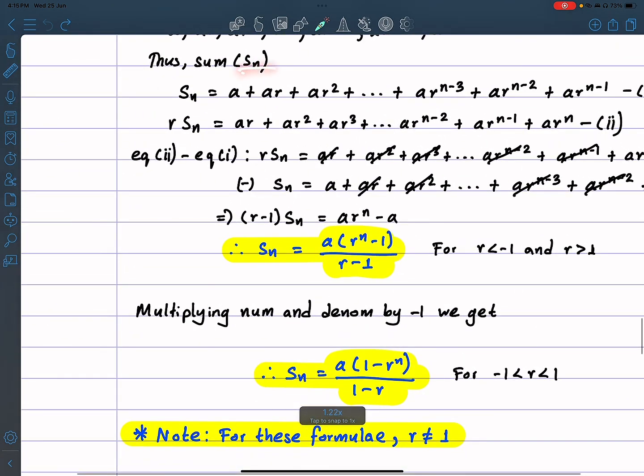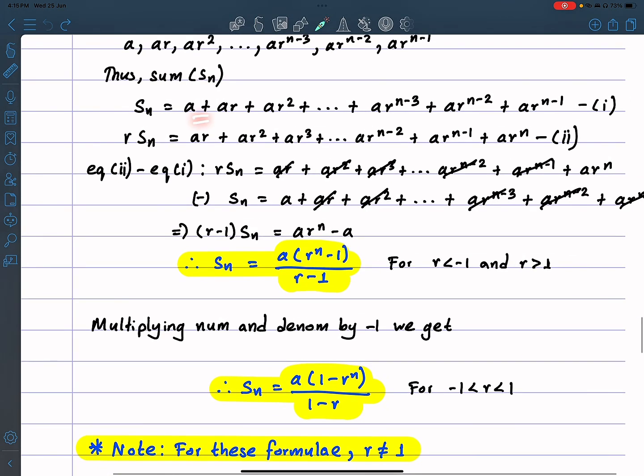So thus, the sum would be given by a plus ar plus ar squared plus dot dot dot plus ar to the n minus 3 plus ar to the n minus 2 plus ar to the n minus 1. This is my first equation. For my second equation, we're going to multiply each and every term with r. Multiplying r with each and every term on the left hand side and on the right hand side would give us ar plus ar squared plus ar cubed plus dot dot dot plus ar to the n minus 2 plus ar to the n minus 1 plus ar to the n.